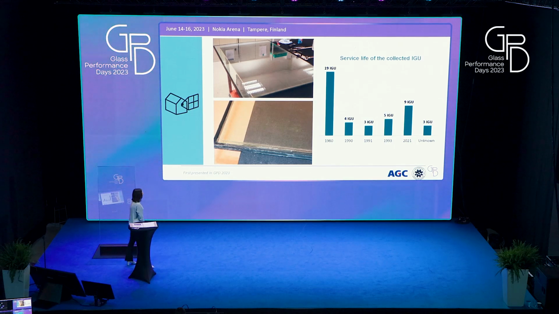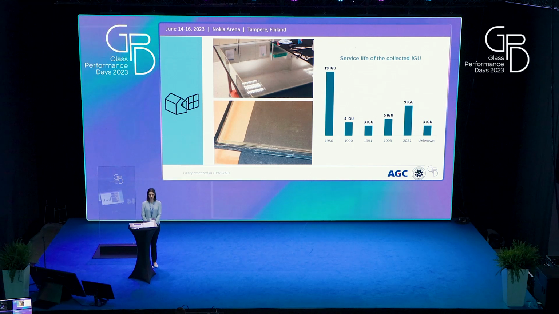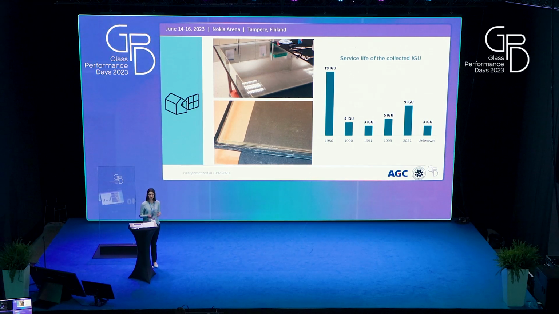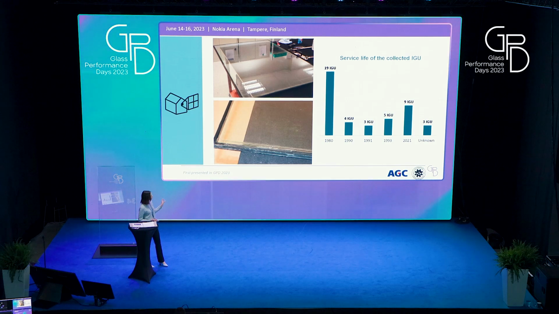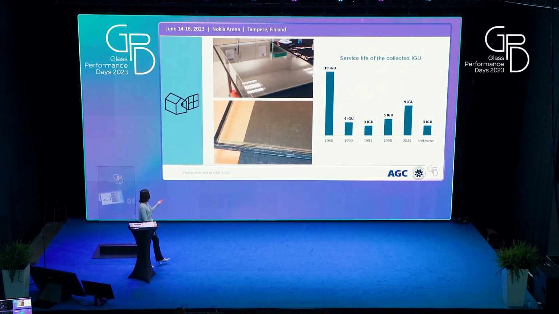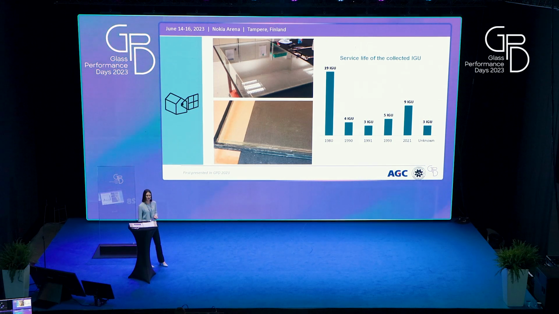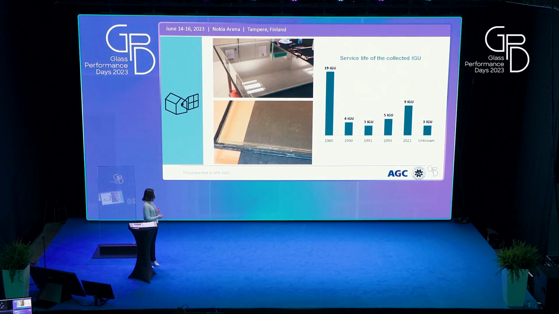During the harvesting phase, again, we collected 43 IGUs from residential buildings during replacement and renovation projects. You can see in the graph how these IGUs are distributed by their year of production. As you can see, most of the collected double glazing was from the 1980s, so in general, a service life of more than 41 years.